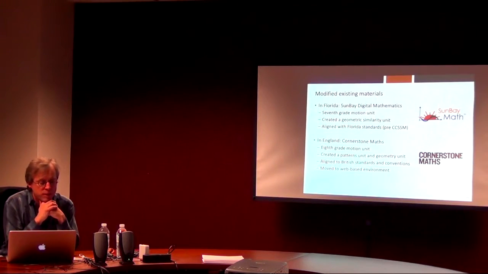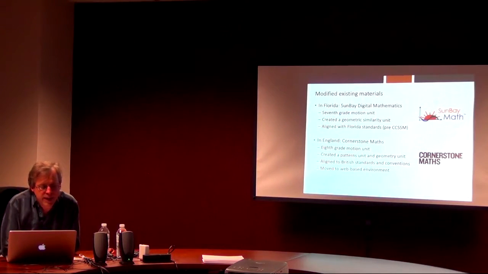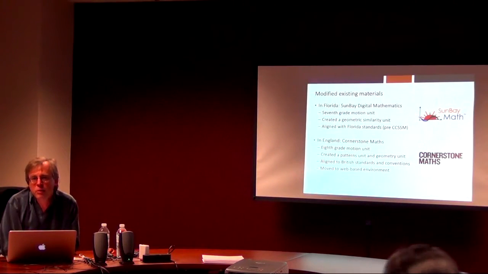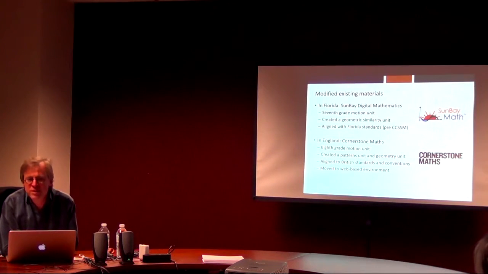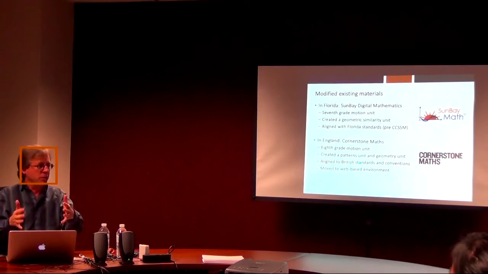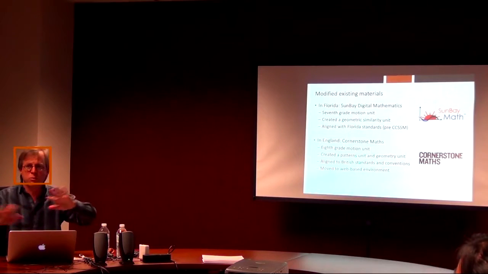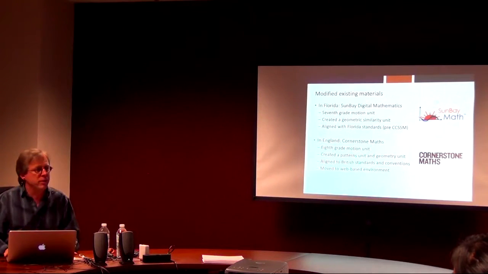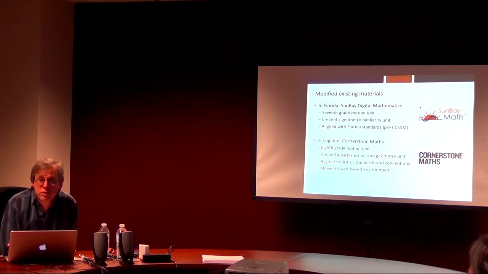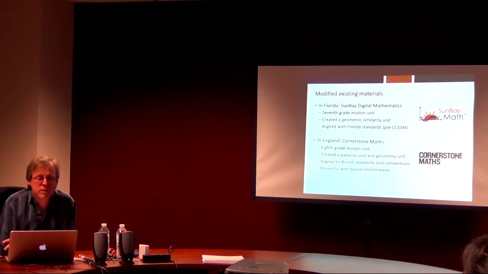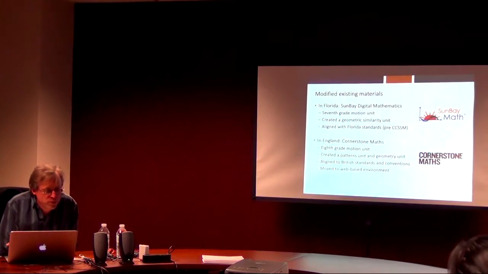And in England, they felt the 8th grade motion unit was most aligned with what they do. They felt the 7th grade wasn't quite there. It wasn't a single unit of study the way we had it. The way they taught the material was more spread out. But the 8th grade unit they felt was really dead aligned with the kinds of math they wanted their kids to be learning and the type of way they were teaching it. We also created a patterns unit and a geometry unit.